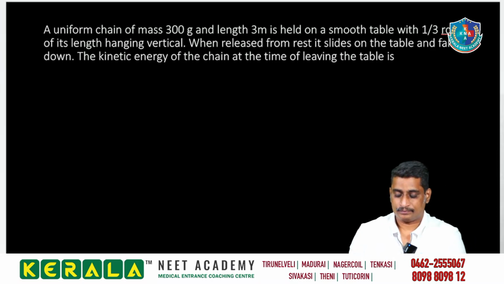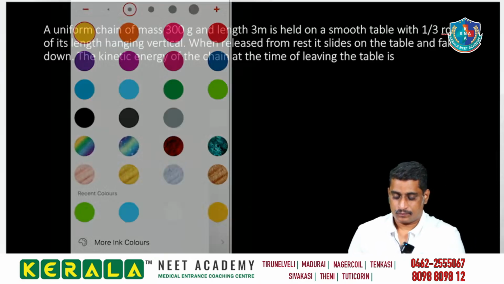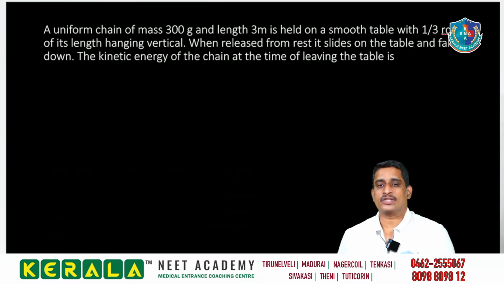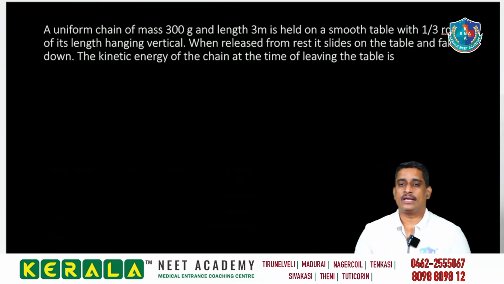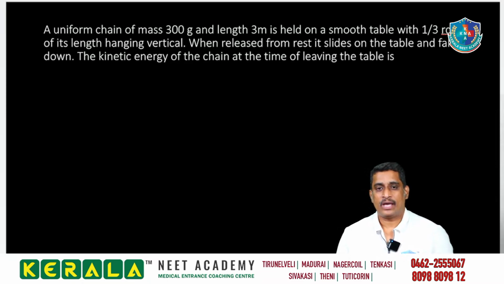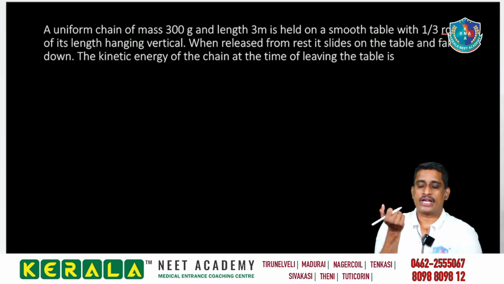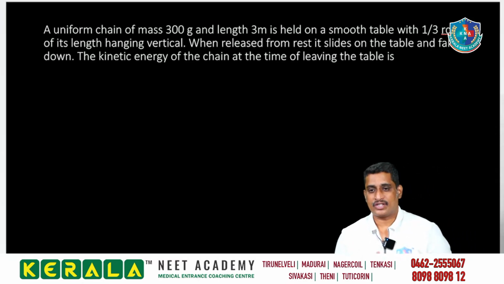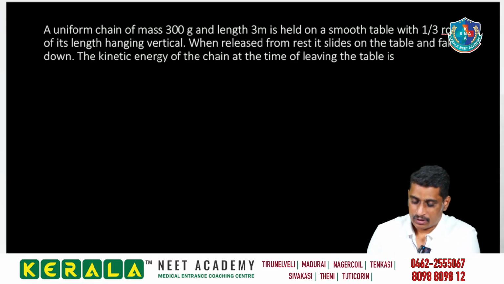Look at this question. A uniform chain of mass 300 grams and length 3 meters is held on a smooth table with 1/3 of its length hanging vertically. When released from rest, it slides on the table and falls down. The kinetic energy of the chain at the time of leaving the table is. How do you handle this question? Let us see.